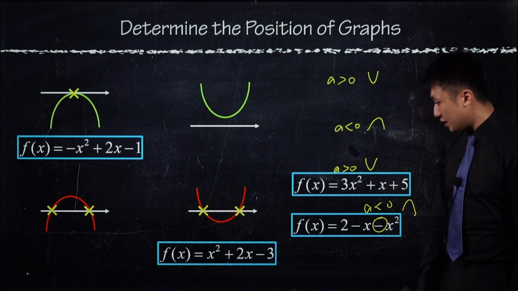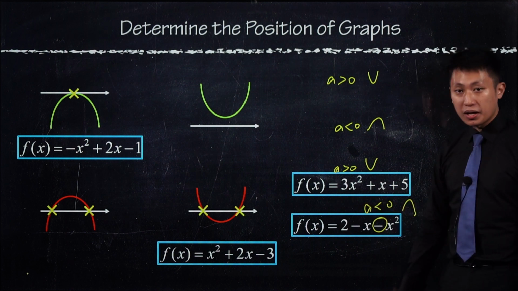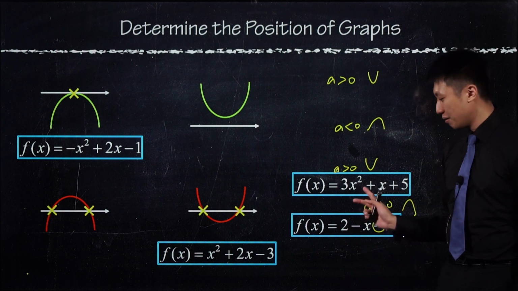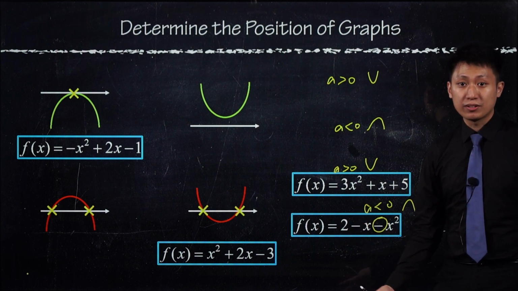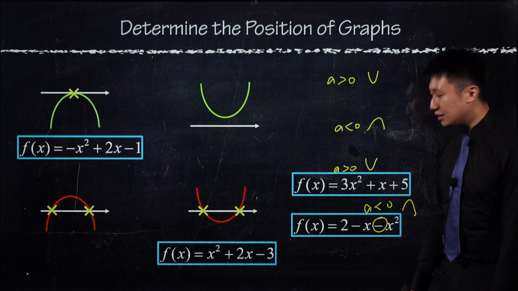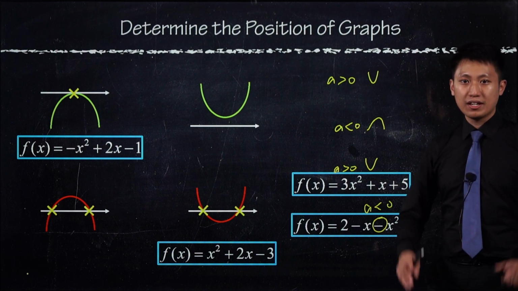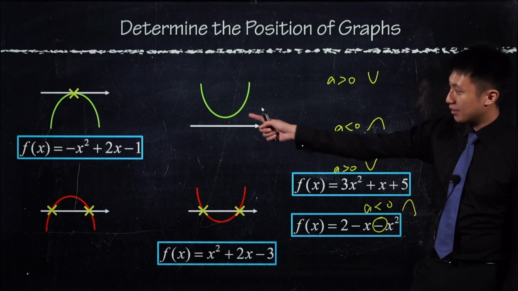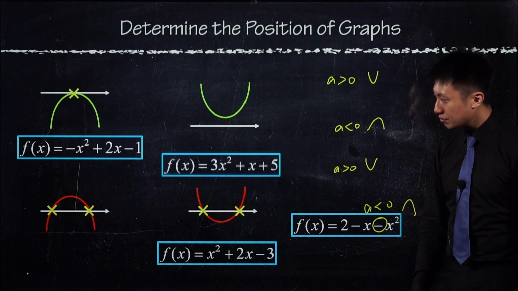Next one, this one, b squared is 1, 4 times 3 times 5, of course it's bigger than b squared, right? Okay, so b squared minus 4ac will be less than 0. Less than 0 means it is what? Having no intersection with the x-axis. No intersection in smiling, or this one, right?